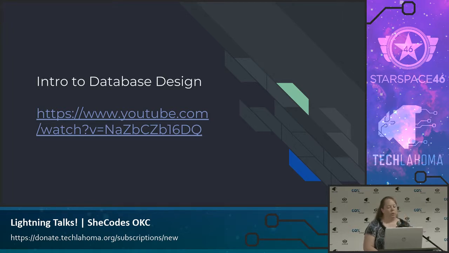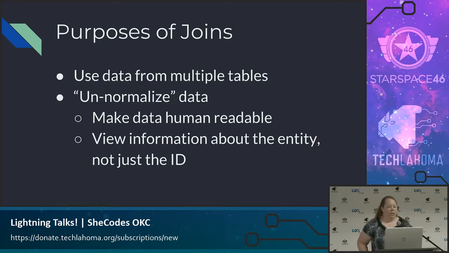So if you want to learn more about database design and normalization, check out this talk that I gave last year, I think, and that I hope will explain more about why we do that and how that works. But the idea of joining is to, like I said, unnormalize that data. We're making the data human readable again. So normalizing makes it more efficient for the computer, but joins make the data more readable for humans. And if we want to use data from multiple tables, we need to join them together.